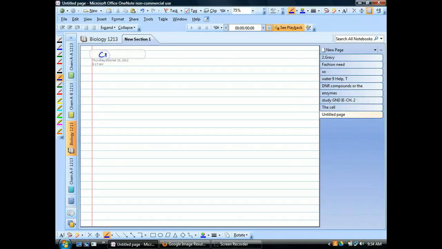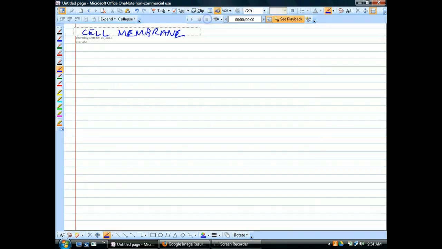All right, so we're talking about cell membrane. We already mentioned this. It's the cell boundary, the boundary between what's inside the cell and what's outside the cell. And we say that it is semi-permeable, so some things can get through and some things can't. So basically it's semi or selectively permeable. It lets some things through and some things not.